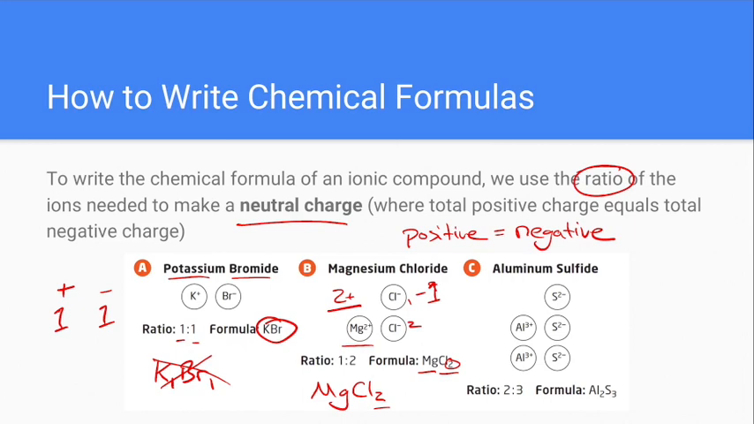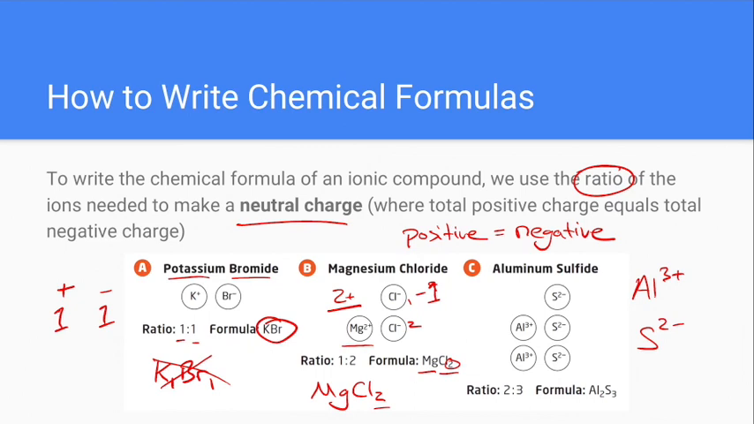So let's look at a bit of a more complicated example here. We have aluminum, which is +3, and sulfur, which is -2. We're going to learn how to find out what the charge is in a minute, so don't worry about that. You don't have to have it memorized. So in order to bond these two together, we need to make it neutral.